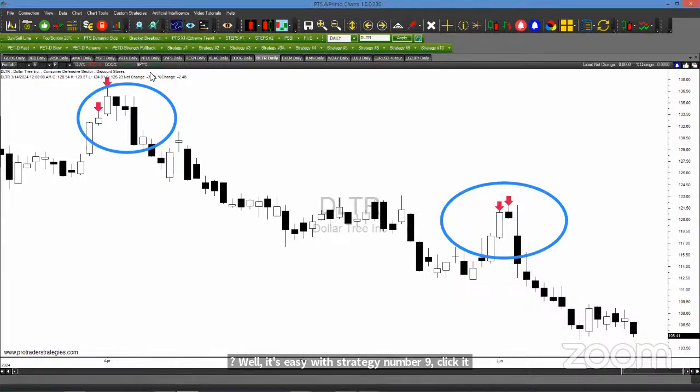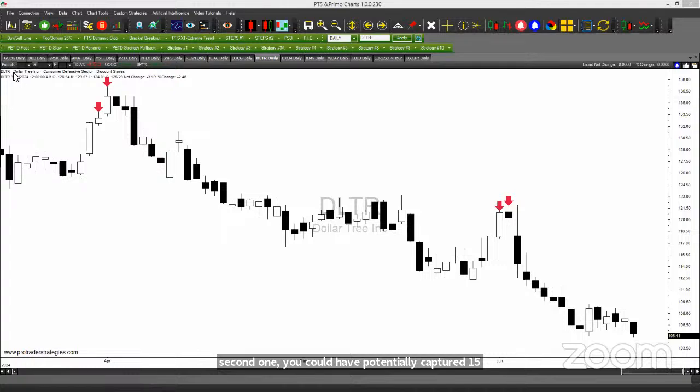Click it on. 2 sell signals right at or near the top. You could have taken the first one, and this was in DLTR. You could have potentially captured 20 points. The second one, you could have potentially captured 15 points. This is how simple it is when you're trading pullbacks, okay?